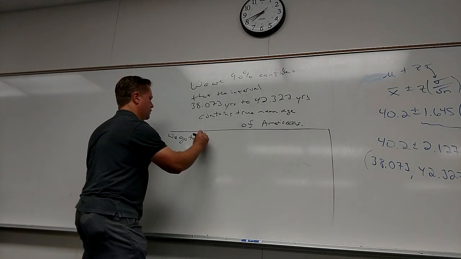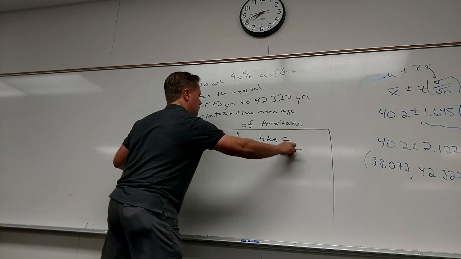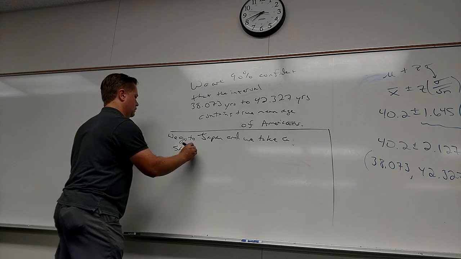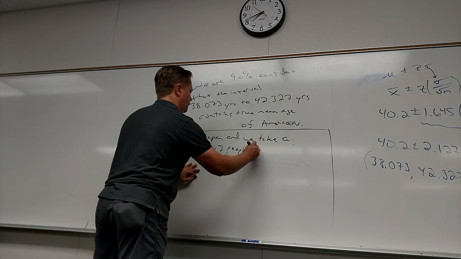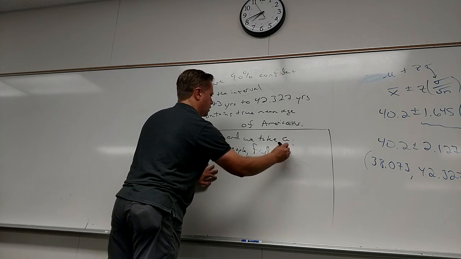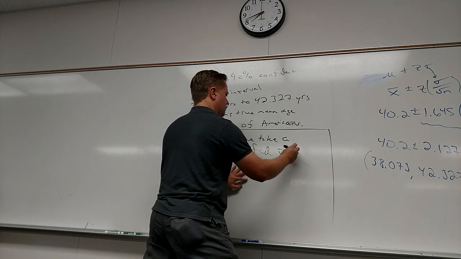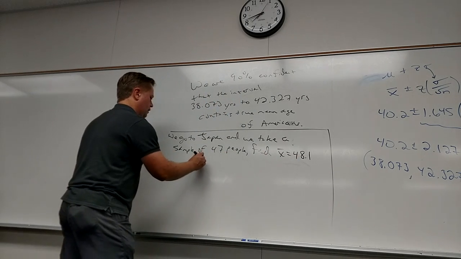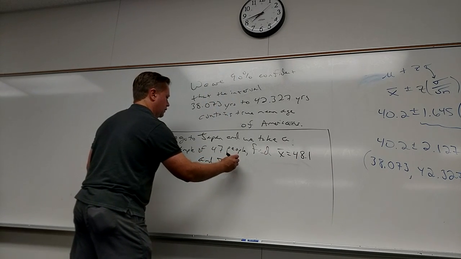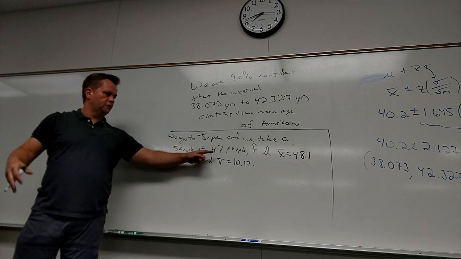Japan. Okay, we go to Japan, and we take a sample of, say, 47 people, and we find X bar equal to, what you got, Jeff? I really don't know. All right, let's say X bar equal to 48.1. And sigma is known to be 10.17. I like that.